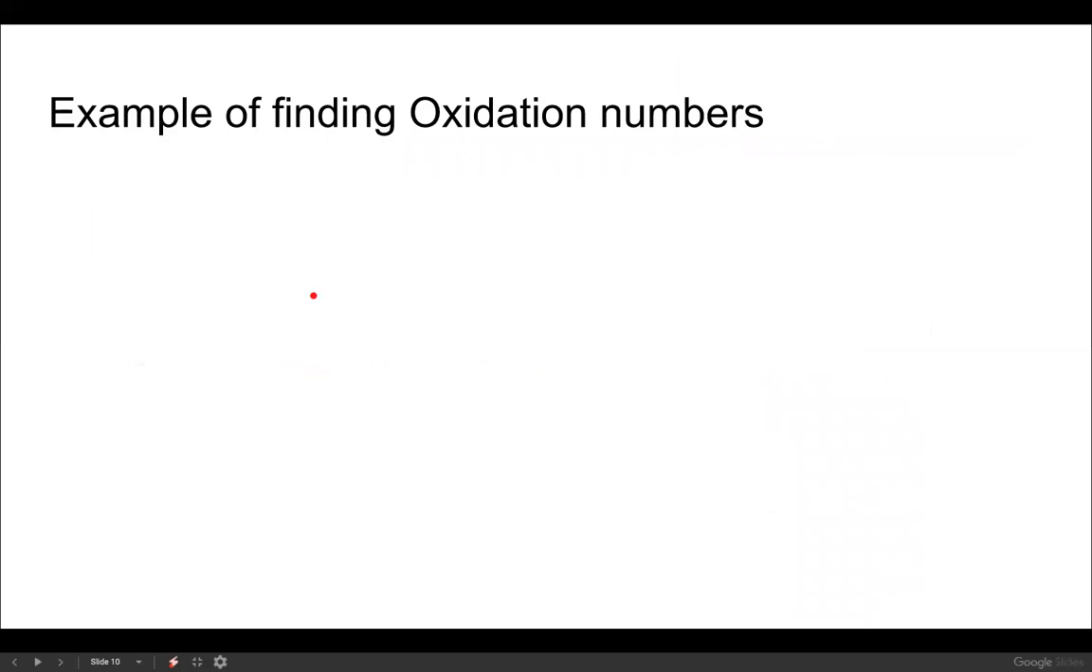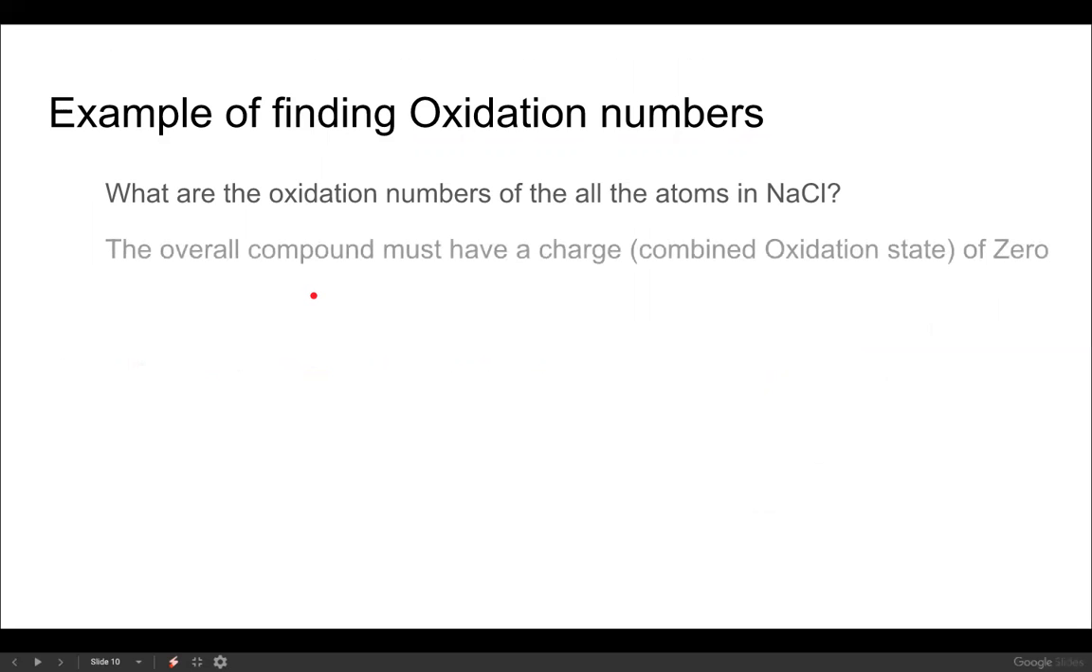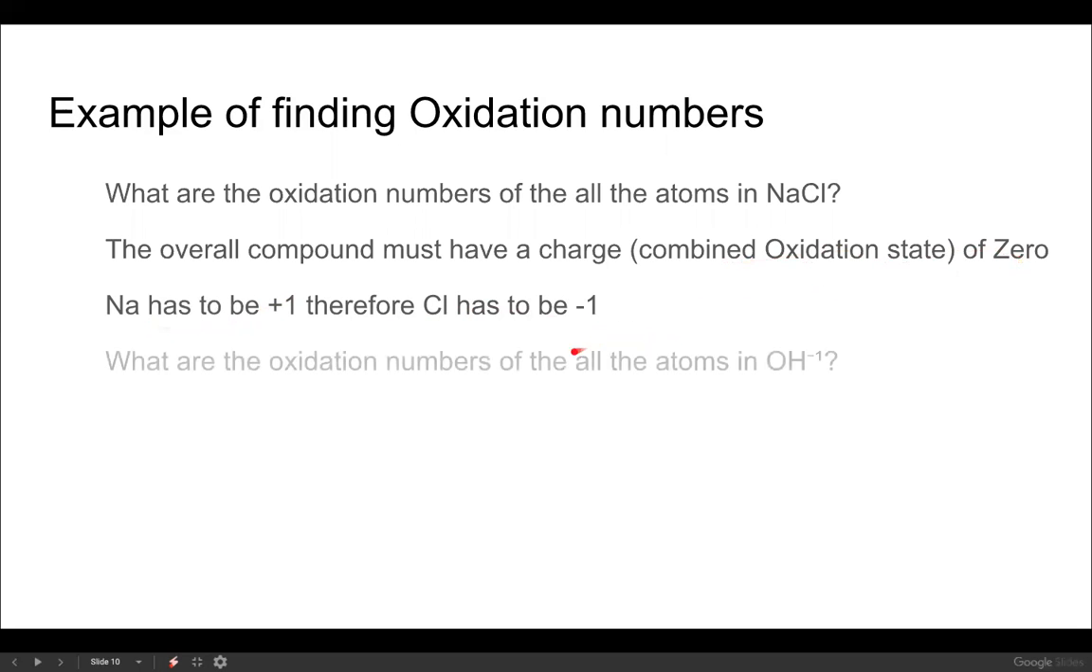So let's do a brief example of finding an oxidation number. What are the oxidation numbers of all the atoms in sodium chloride? Let's break it down. The overall compound must have a charge, or a combined oxidation state, of 0. Sodium is +1, and therefore chlorine must be -1 to have a combined oxidation state of 0.